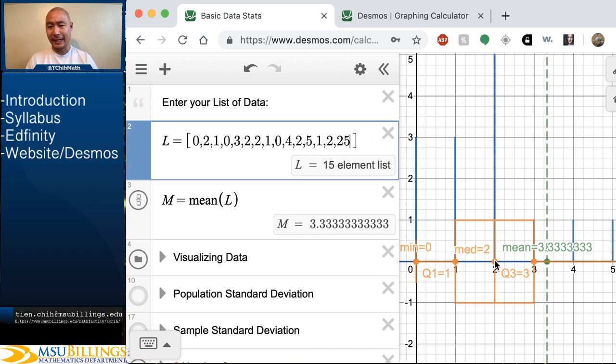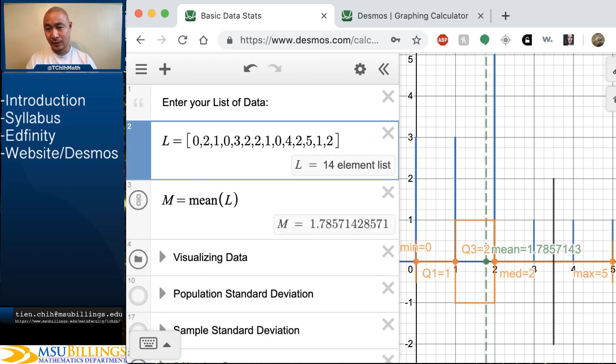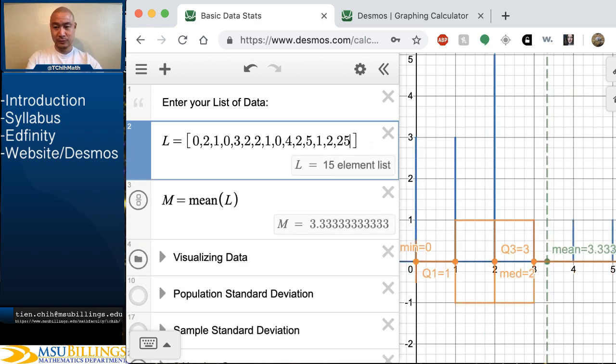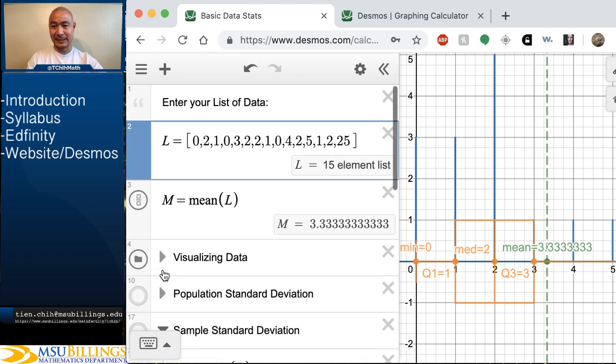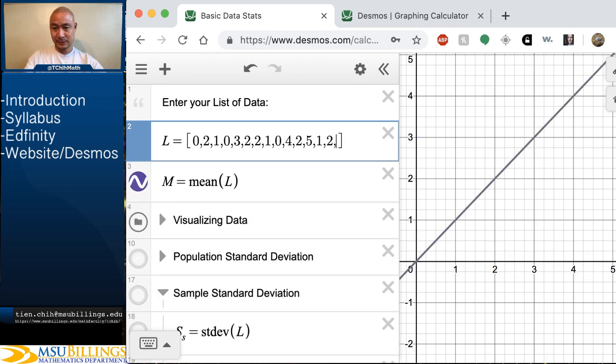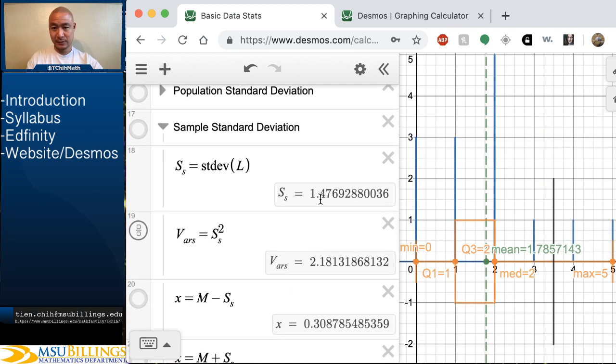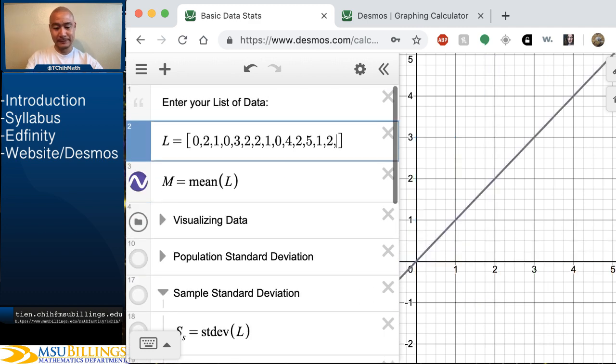And my IQR doesn't change very much either. It goes from 1 without the 25 to 2 with the 25. And so that's a very much smaller change compared to the change in my standard deviation, for example, which went from 6 something, I'm trying to remind myself what it was, to 1.47 something, right?